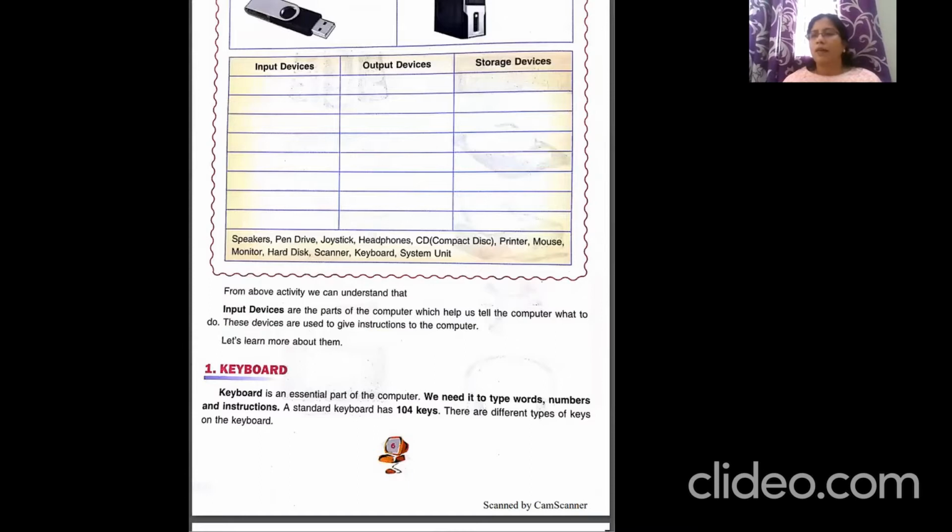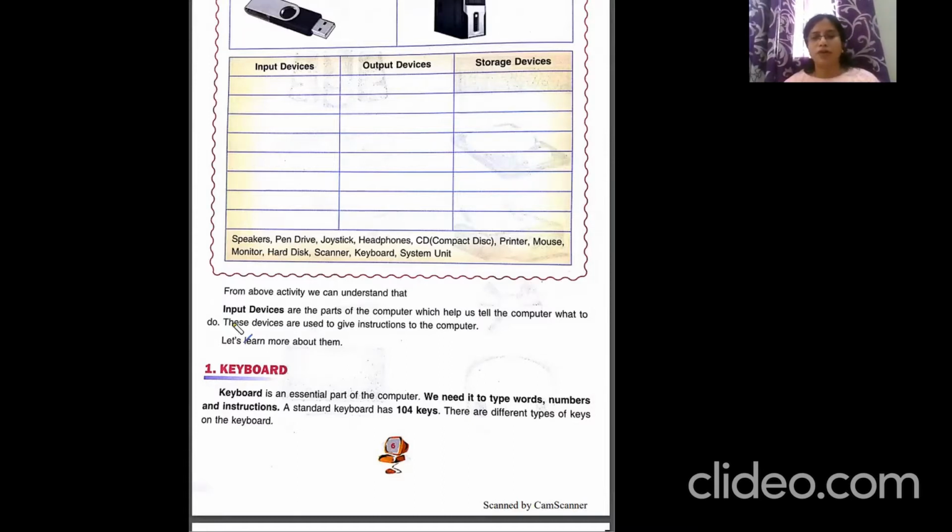What are the input devices? The input devices are the parts of the computer which help us to tell the computer what to do. When you talk to the computer, will it talk to you back? No. Can the computer hear you? No. It can just read the instructions, sorry, whichever you're typing. So whatever you type in, the computer reads it.